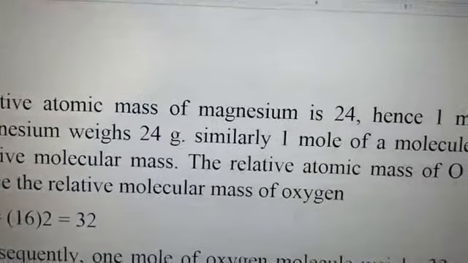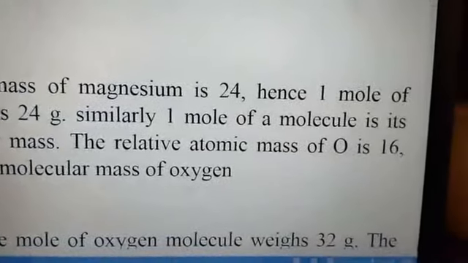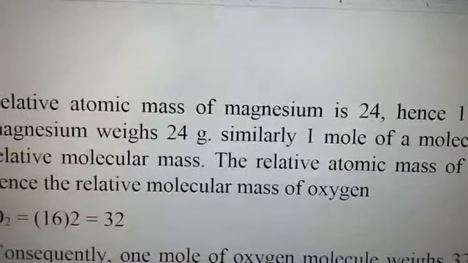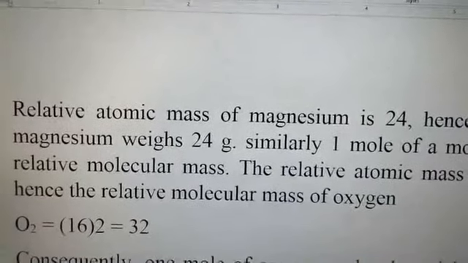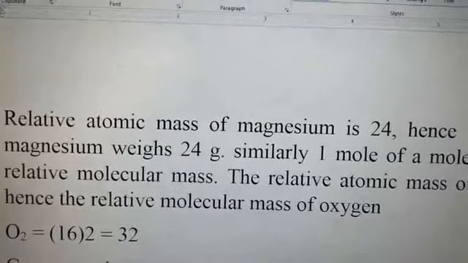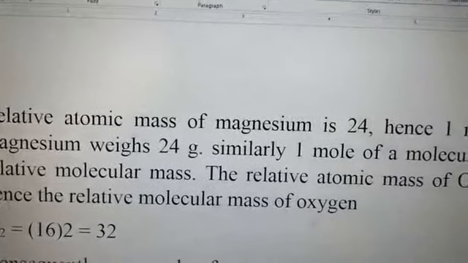Relative atomic mass of magnesium is 24. Hence, 1 mole of magnesium weighs 24 grams. So atomic mass of magnesium is 24, and 1 mole of magnesium is 24 grams, because magnesium is a metal, being monatomic.